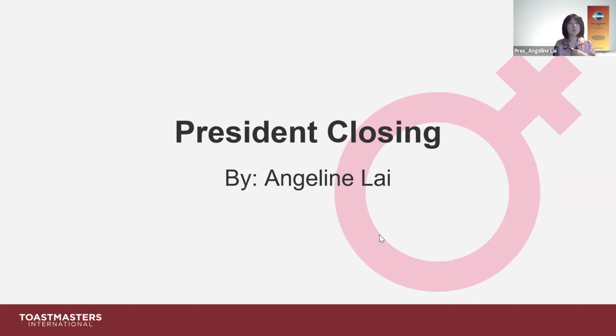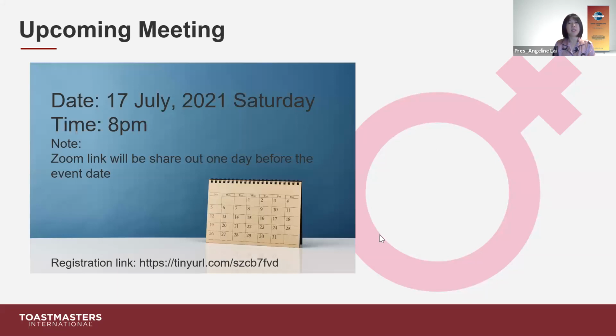Usually for the normal club meetings, we will have 2 club meetings every month. And the upcoming meeting has been set up on the 17th July, Saturday, 8 p.m. We will post the registration link in the Zoom chat. So we encourage all of you to join us again.